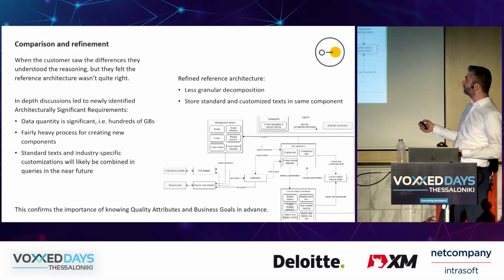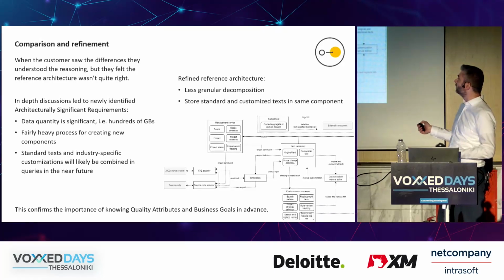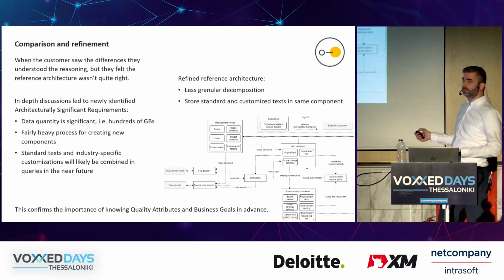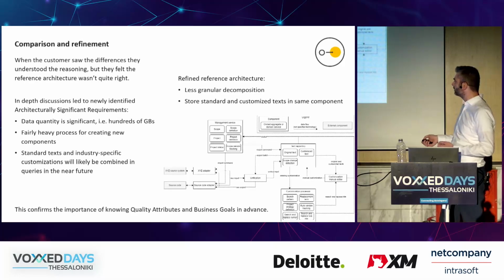And this is the second round of the reference architecture that I came to. We have fewer components, less granularity, and the standard texts are stored in the same database and component as the customized text. This is the architecture diagram for the second iteration of the reference architecture. Again, probably you don't see the details, but you see that it's less complicated and more compact.